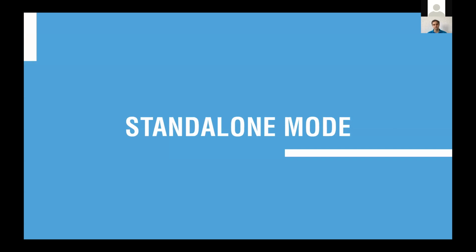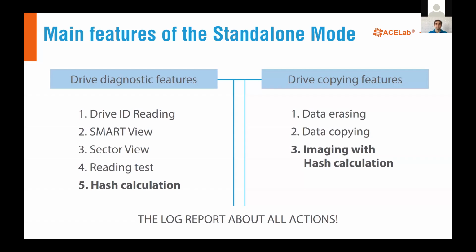And of course, the first mod that I'm going to speak about will be a standalone mod. A standalone mod is a pretty convenient mod which allows you to diagnose the drive, read drive ID, read the smart information, view sector information, perform some reading tests, and calculate the hash sum. And also, this mod allows you to use drive copying features like data erasing to prepare the drive for copying, data imaging, data copy, and of course, data imaging with hash calculation.